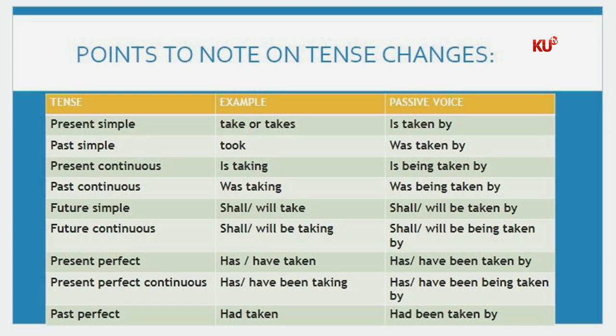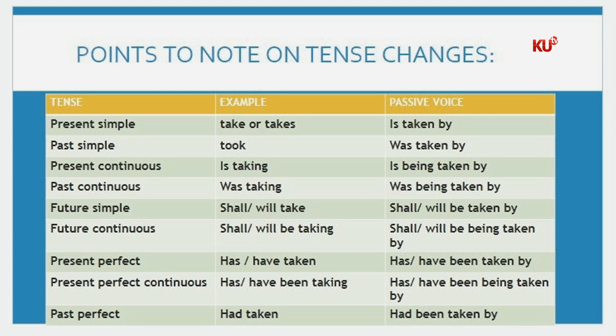We come to present perfect tense. Maybe you can say John has taken my pullover. We say my pullover has been taken by. So here we use has or have.